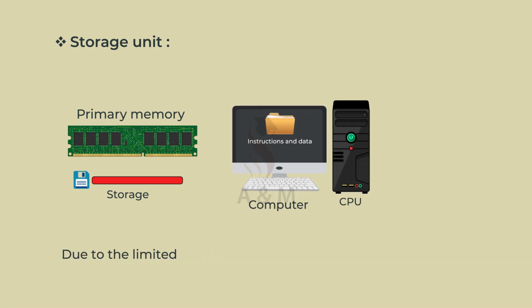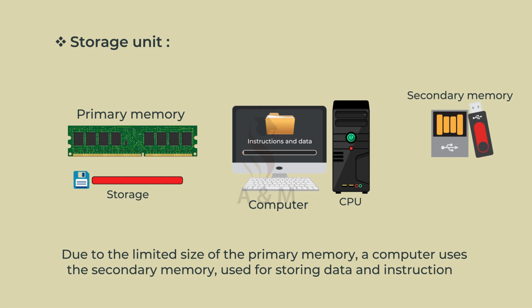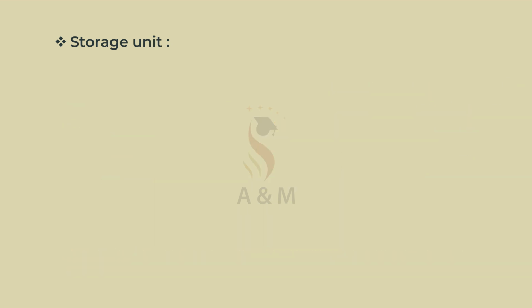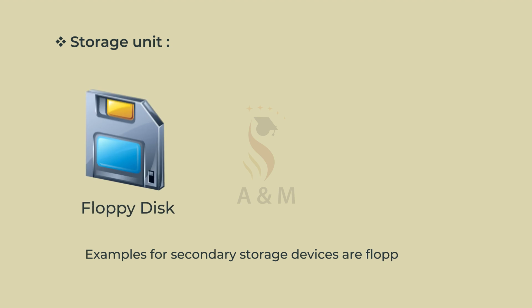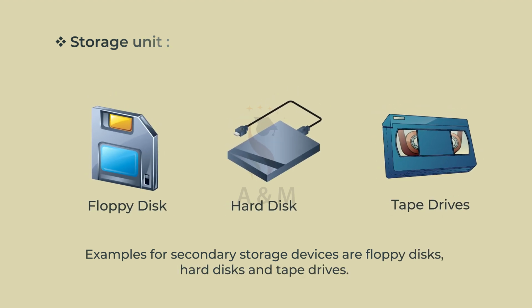Due to the limited size of the primary memory, a computer uses a secondary memory for storing data and instructions. It has higher storage capacity than the primary memory. Examples of secondary storage devices are floppy disks, hard disks, and tape drives.